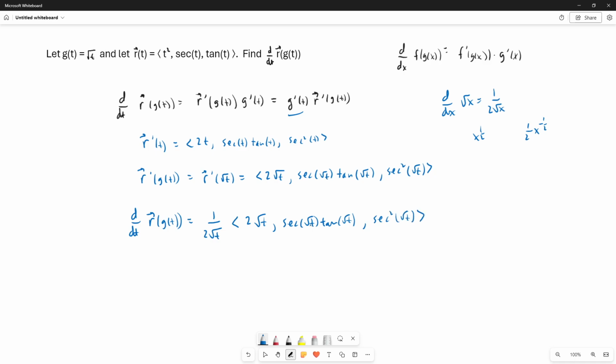And we can distribute this scalar to each component, and if we did that, we would get 1 in the first component, which is very nice. But in the other two components, we would just get the trig functions divided by 2 root t. So those aren't so nice. And there is our application of the chain rule, where we have a vector valued function with a real valued function inside.